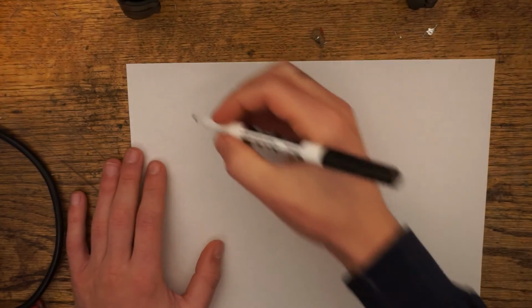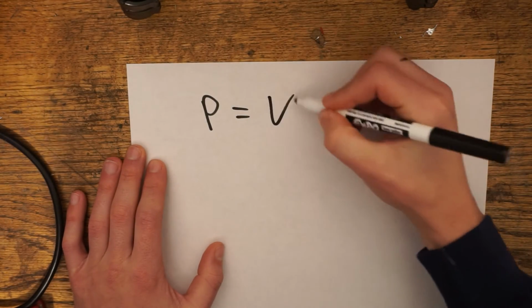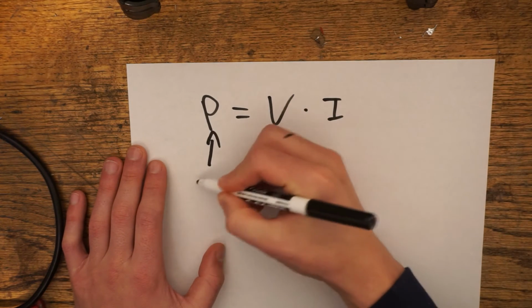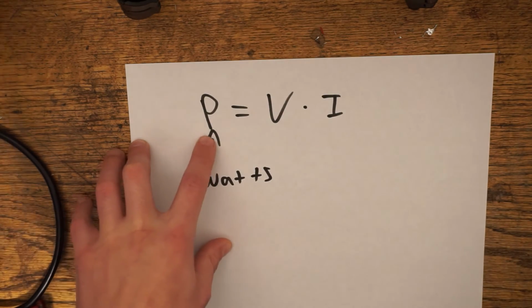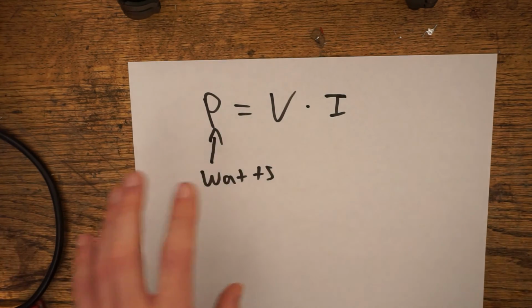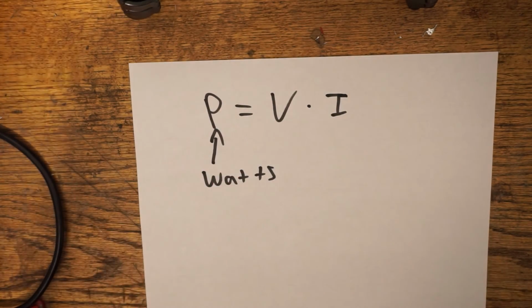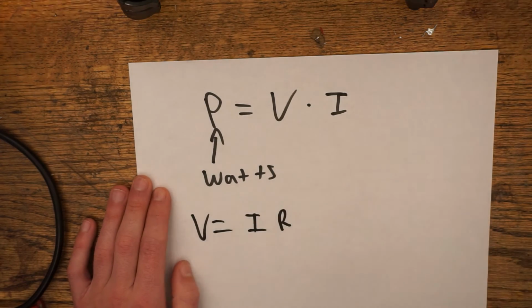So there's one other formula I want to give you guys, and that is P equals V times I. And P here is power in watts. So this is power. That's what P stands for. So now that we have this formula, we can take this and blend it with that V equals IR. So now we also have our V equals IR.